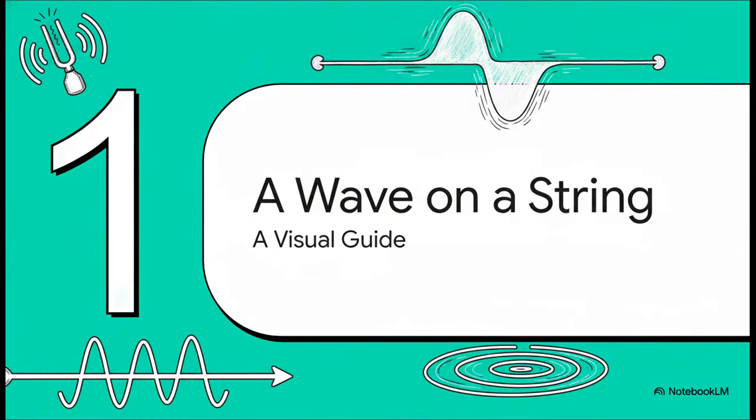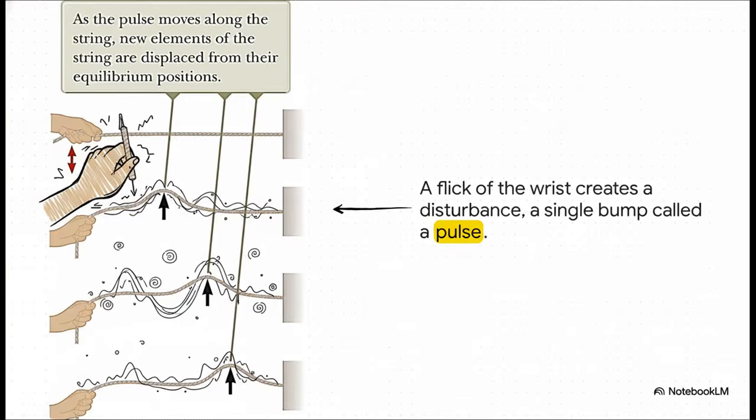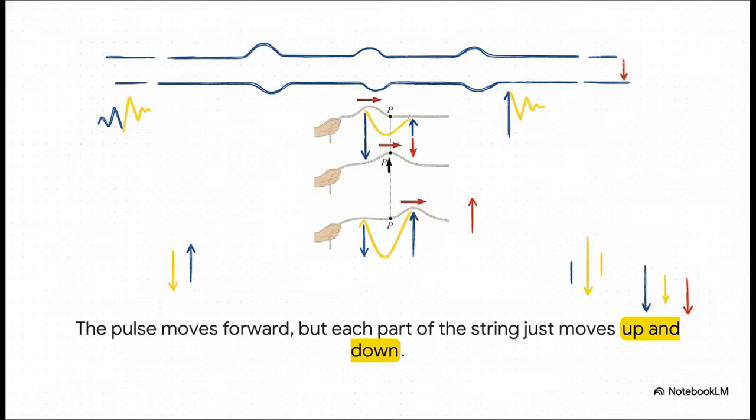To really wrap our heads around this, let's make it super simple. We're going to look at a wave on a string. It's a perfect way to see these kinds of abstract ideas in a really concrete way. So every wave has to start somewhere, with some kind of energy input. Here, it's just a flick of the wrist. That little flick creates a disturbance, this single bump we call a pulse. And that pulse starts traveling down the string, which, by the way, is our medium, the stuff the wave travels through.